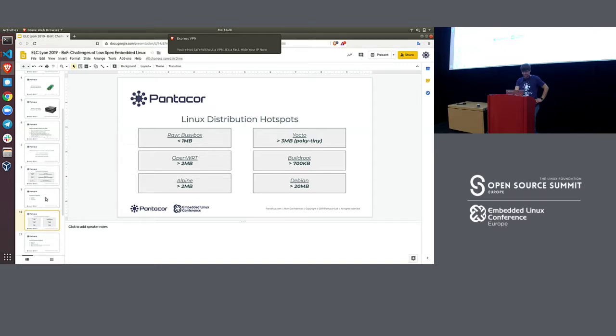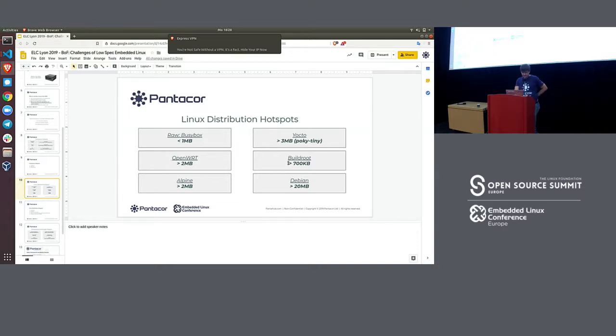Well, that's why you didn't have a system that did anything. I'm telling you. Right. So on the distribution side, I think the situation isn't that bad. I thought there's plenty of options if you can afford that kind of space that you see here. At this point, I'm looking at flash size here. Not at RAM.